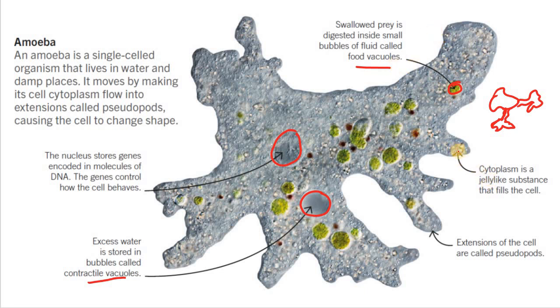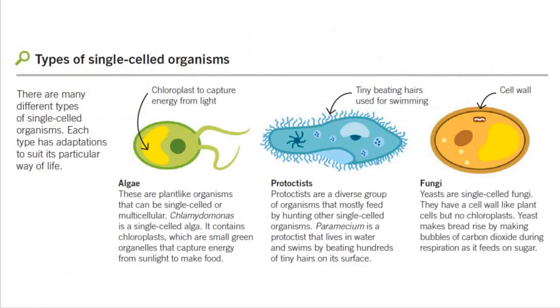Also you see here we have the cytoplasm, which is a jelly-like substance that fills the entire cell. And also these extensions all over here of the cell, known as pseudopods. Now you see there are many different types of unicellular or single-celled organisms. The important thing to note is each organism has a different type of adaptation to suit its particular way of life, and so they are very different if you look at them.